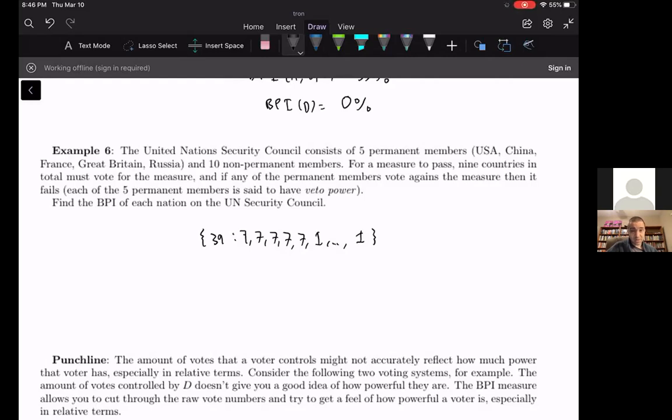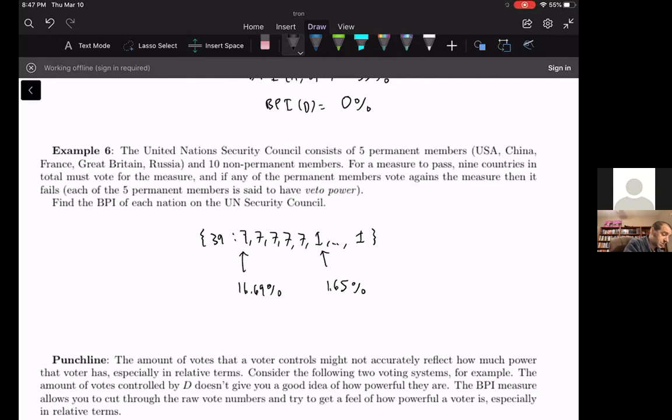I click calculate indices, and for these, the power is 16.69%, whereas for these, the power is 1.65%. So the US has like 17% of the power in the system, as does China, as does Russia, whereas a country like Egypt or the Netherlands or whatever has only 1.65%.